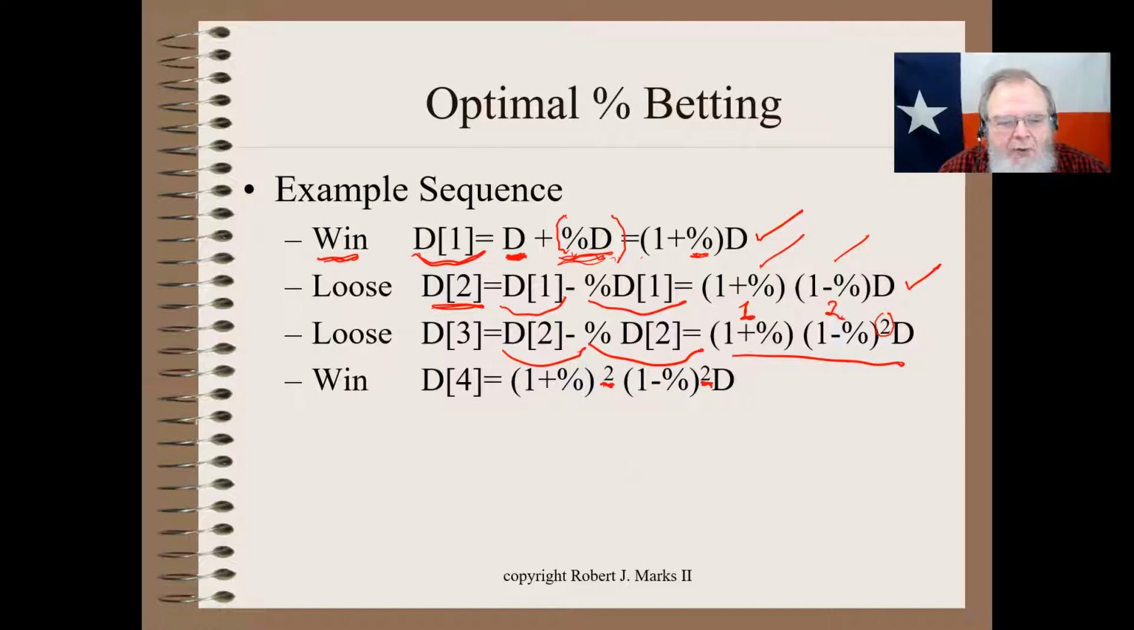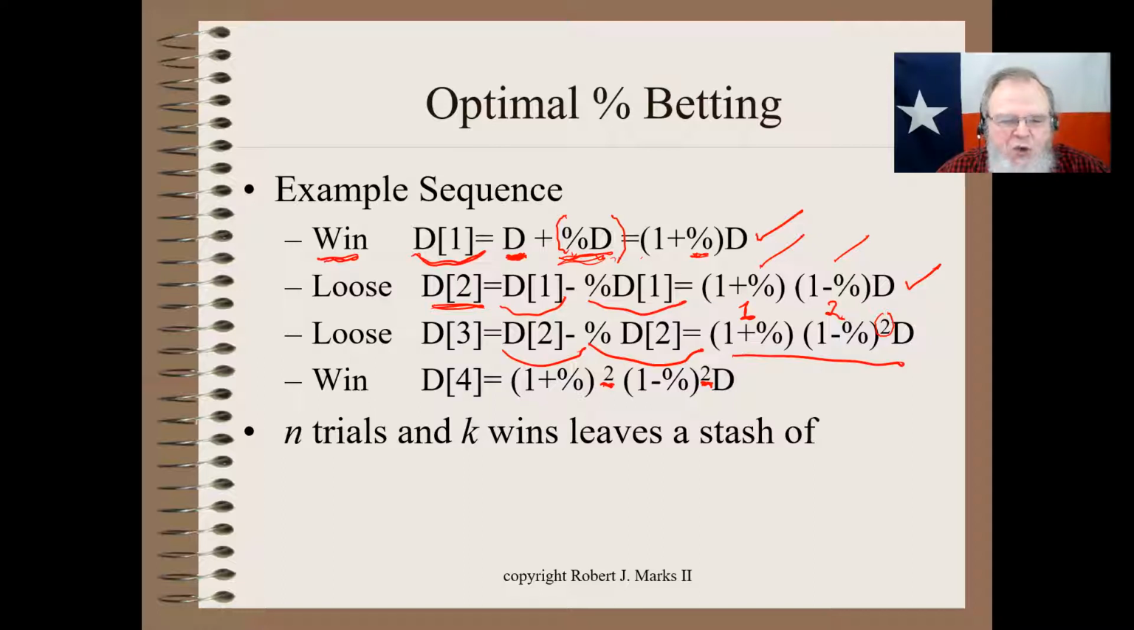And therefore, we can generalize that if we have n trials and k wins, this sounds a lot like a binomial random variable, right? With n trials and k wins, this leaves us a stash of (1 plus the percent) raised to the power of the number of wins, times (1 minus the percent) raised to the power of the number of losses, times your original stash.